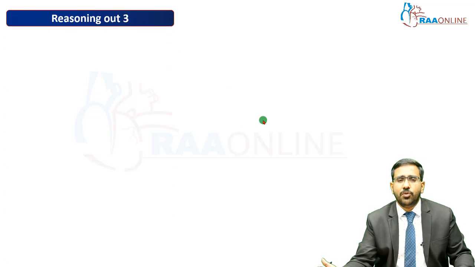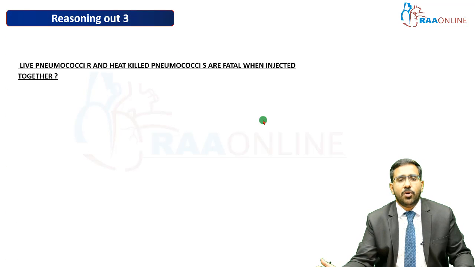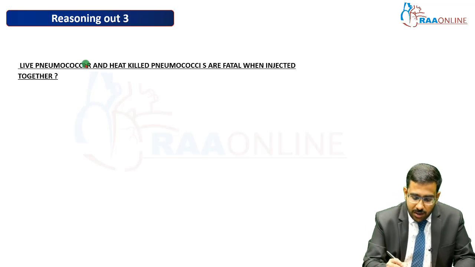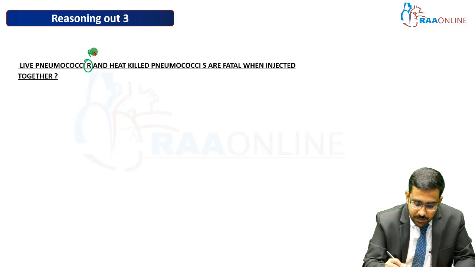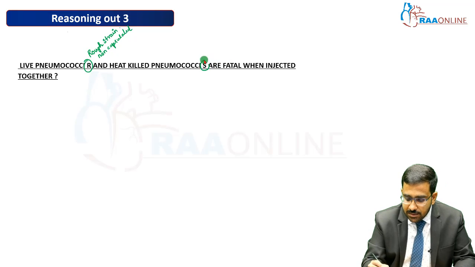Now moving on to reasoning number 3. Live pneumococci R and heat-killed pneumococci S are going to be fatal when injected together. R is the rough strain, which is non-capsulated, and S is the smooth strain, which is the virulent strain.